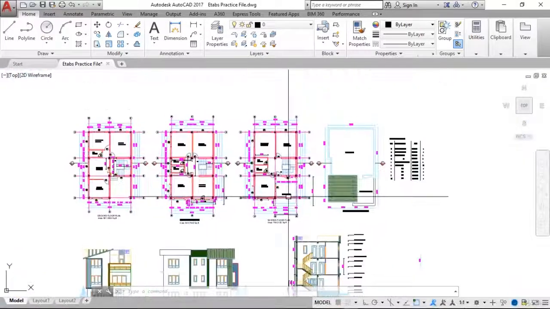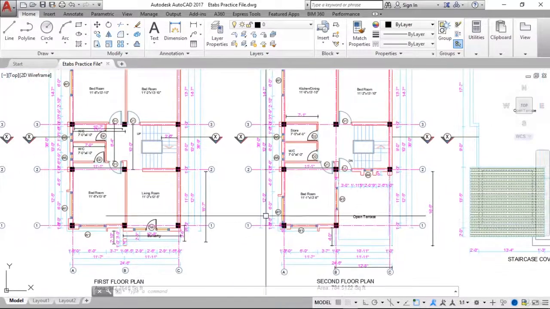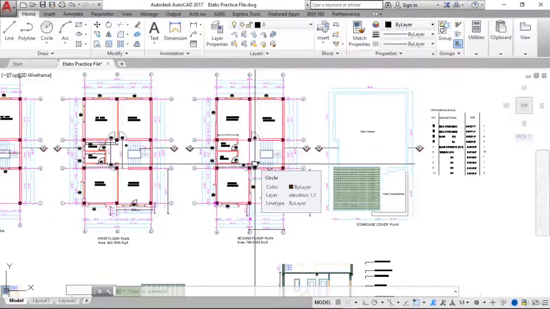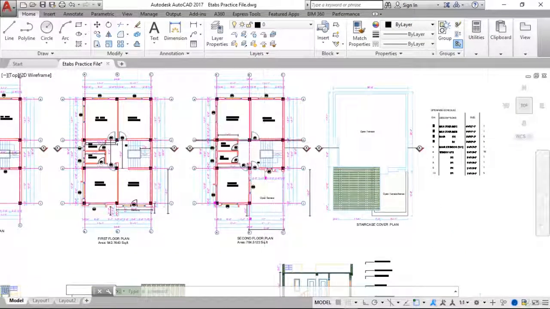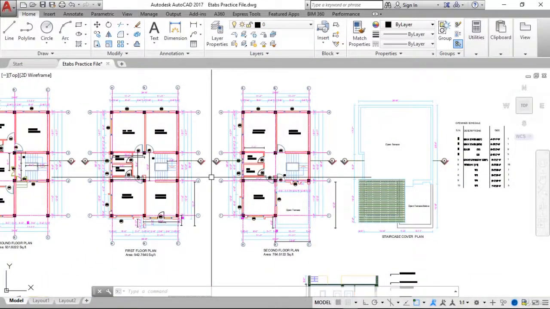Okay, so we applied the load due to these walls, the parapet wall over here, and we already applied the parapet wall on this beam, right? So we applied the load due to all the walls. So this is how you transfer the load due to the walls on the slab.